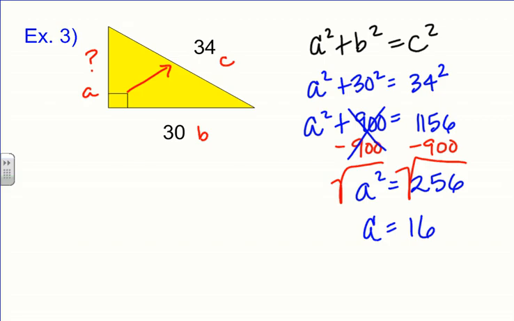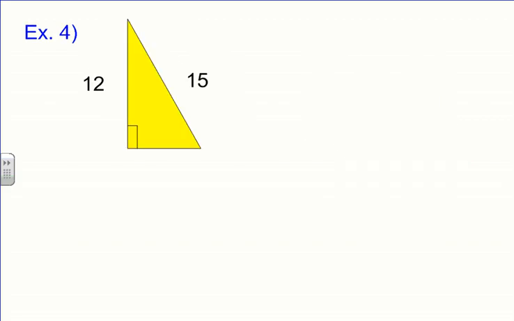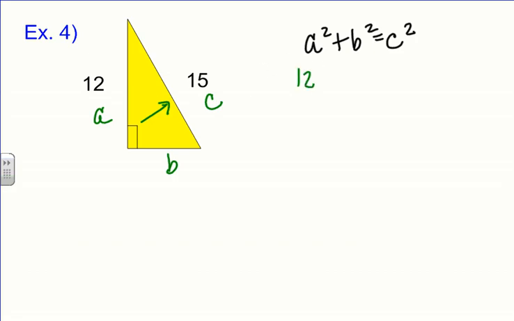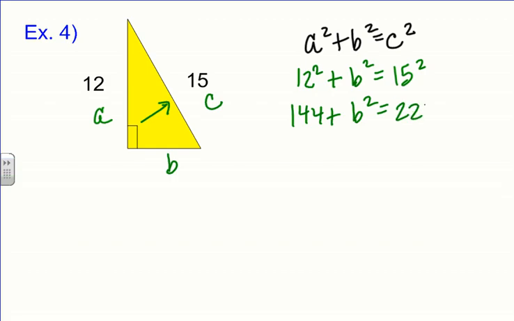We're going to do this one more time. Here it is in example 4. Again, opposite the right angle is the hypotenuse, which is C. The sides we can label A and B, and we would set them up again. A squared plus B squared equals C squared. We would drop in the numbers that we know. A would be 12, so that would be 12 squared, plus B squared we don't know, and C, which is 15, and we would square that. We would simplify it. 12 times 12 is 144, plus B squared equals 15 times 15, which is 225.